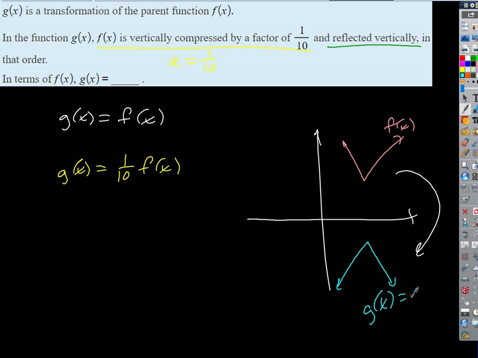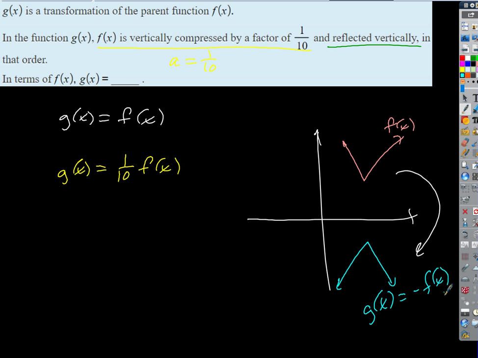What did I do to f of x to create g of x then? Negative where? Before the x. So I'm multiplying y, which is the whole thing, by -1, right? So I multiply outside by -1.